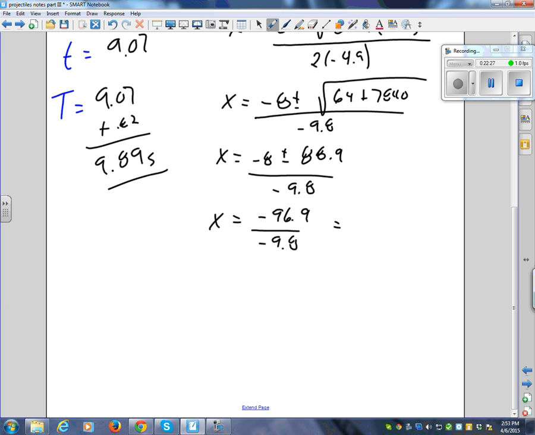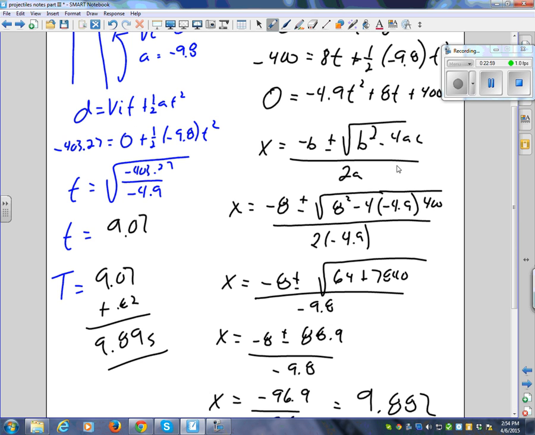I get 9.9 seconds. 9.887. Hey, is that the same number as this? It is. Who would have thought? I'm going to write what my calculator says: 9.887. Well, they still have the same number.